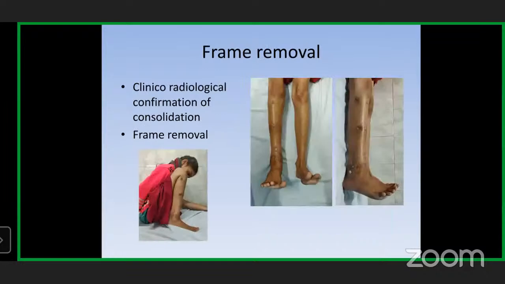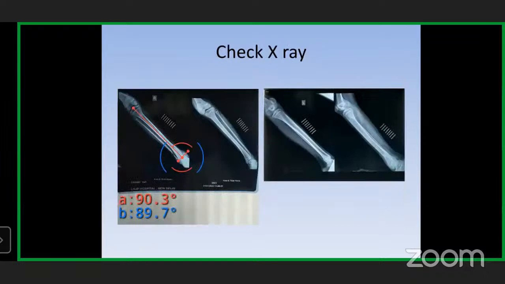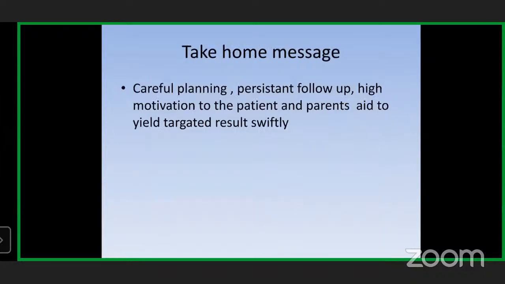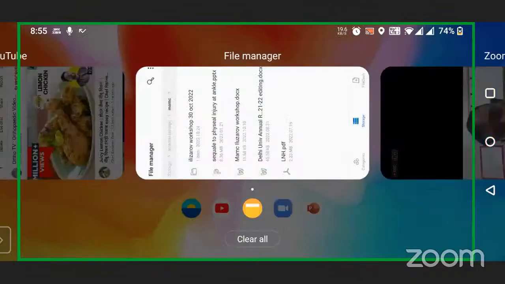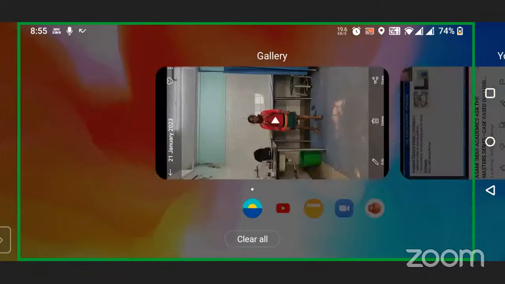Once consolidation was achieved, we removed the DefFix. We can easily see that there is a correction in the equinus and the limb length was achieved similarly. The confirmation was done with the MAP calculation, comparing with the other limb X-ray also. I feel that software-based correction is very easy for simultaneous multiplanar deformity correction and for limb lengthening also. I'm just showing the video for this. So this is the final, limb lengthening also resolved with this.